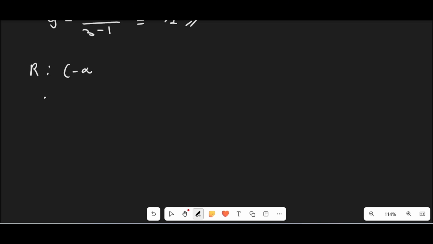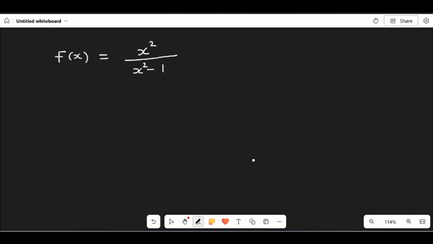Range: negative infinity comma 1, union, 1 comma 5 over 2, union, 5 over 2 comma infinity. This is our range. We want to find the domain and the range of this rational function.